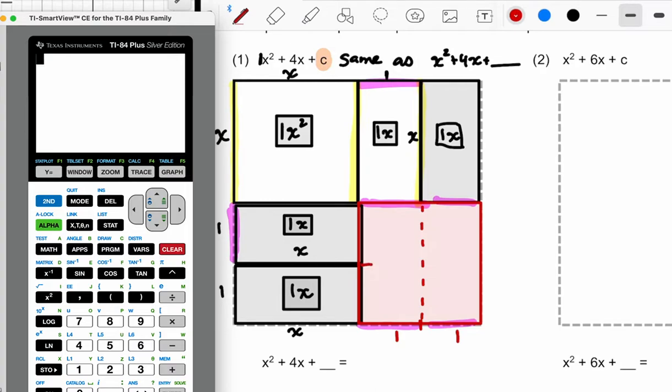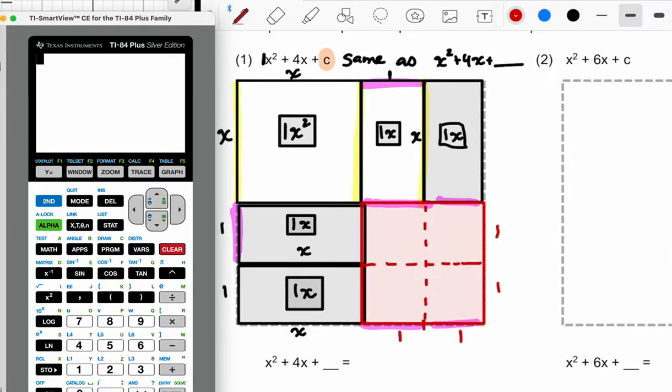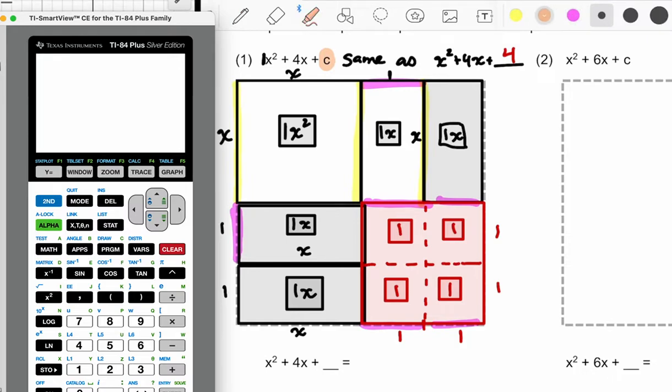If I extend this line, this one would have a length of 1, and so would this one. Each one of these squares is 1 by 1. So 1, 1, 1, 1, that gives us a result of 4. Each one of these would amount to an area of 1. Since there's 4 of them, 1 plus 1 plus 1 plus 1, or 1 times 4, would give you a 4. And so that's what it would take to complete the square. So that must be what the C value is.